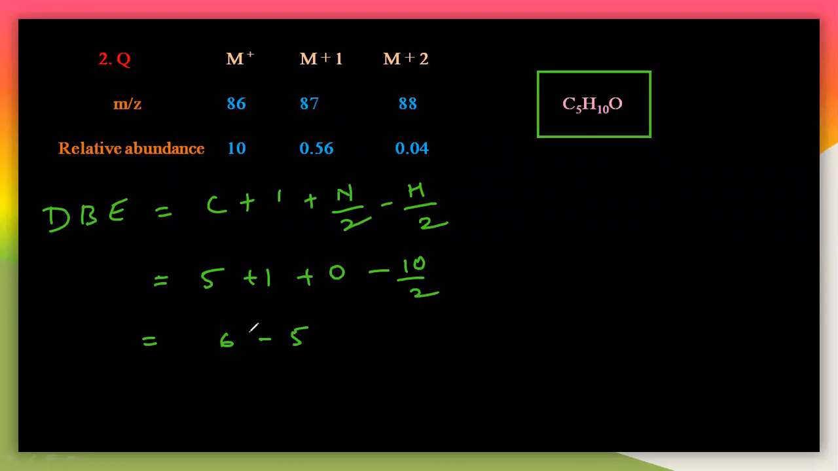So 6 plus 1, that is 6, and 5 plus 1, this is 6, minus 10 by 2, this is 5, you will get 1 here. So like this, double bond equivalence here. So remember that, don't worry about the double bond equivalence.